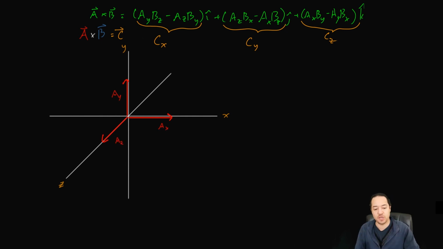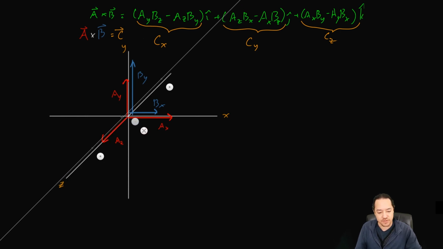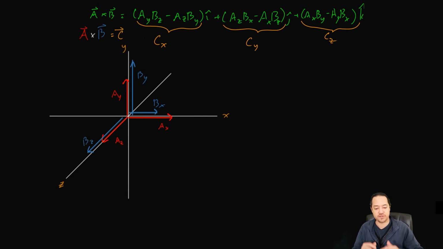Now at the same time, we also have vector b. So vector b is also going to have some kind of x component. So here is b sub x, and it's also going to have a y component of some kind. So here is b sub y, and finally there's going to be a z component. Let's just offset it a little bit here. So here's going to be the b sub z.